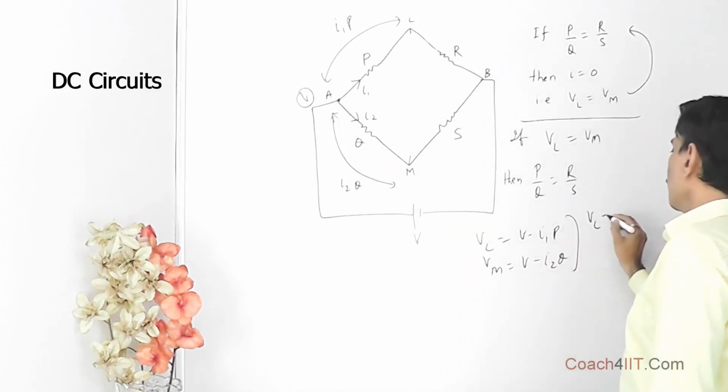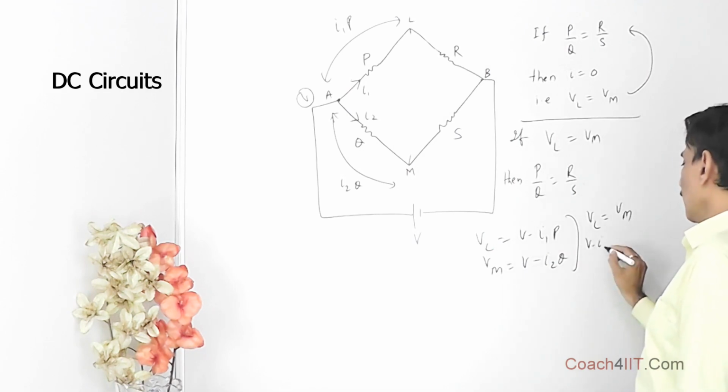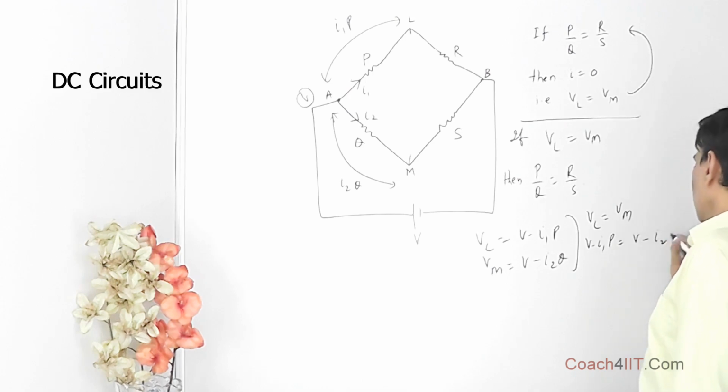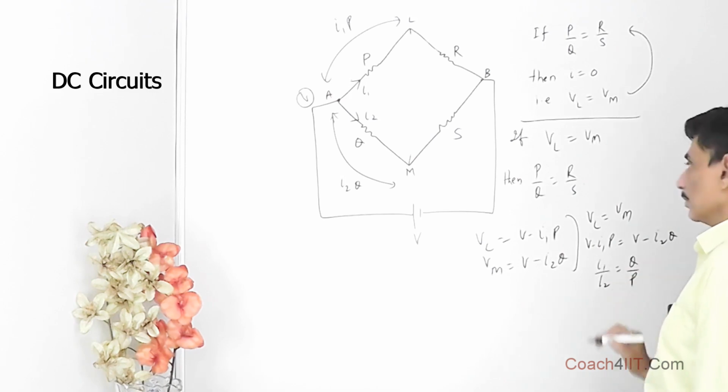If we say VL is equal to VM, this means V minus I1 into P should be equal to V minus I2 into Q. So this implies I1 by I2 is equal to Q by P.